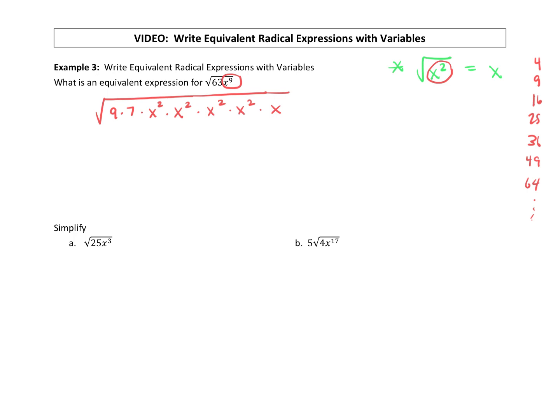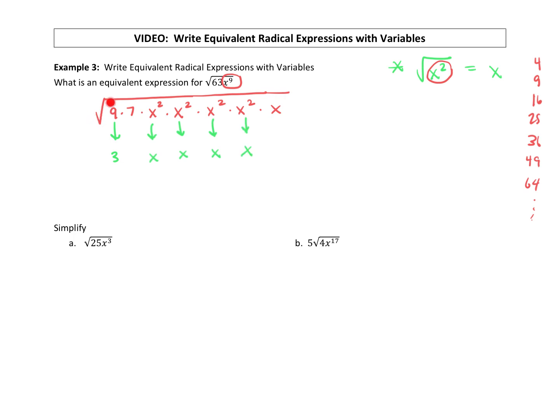Next, I'm going to look at everything that's underneath the square root and figure out what we can square root. Well, we can square root a 9. That was our perfect square. The square root of 9 is 3. The 7 we cannot square root, but I can square root each x squared. Remember, the square root of x squared equals x. So the square root of each of these four x squareds is x.